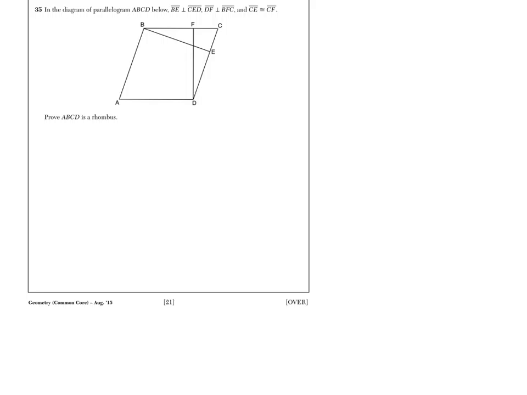So in order to prove something a rhombus, I need to show all 4 sides as congruent. So the first thing that I'm going to do is designate the information that was in the given, which is up here. So BE is perpendicular to CD, CED that is. I'm going to start with my statements, so I can follow up with my reasons.